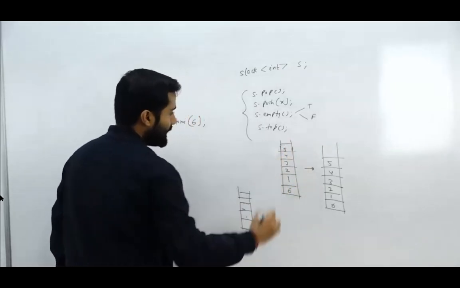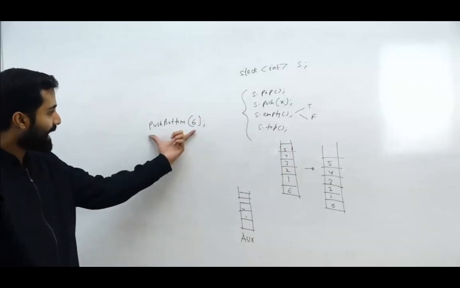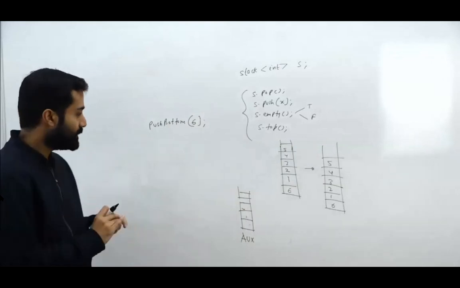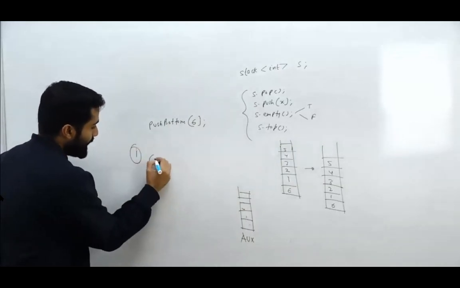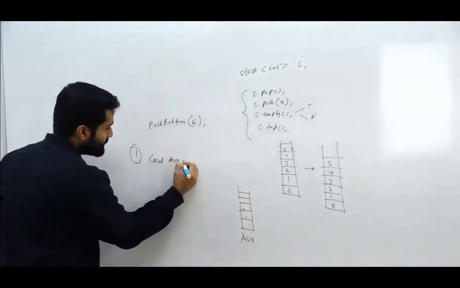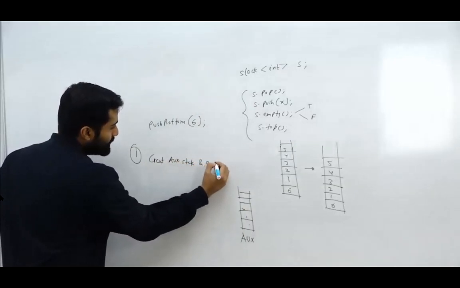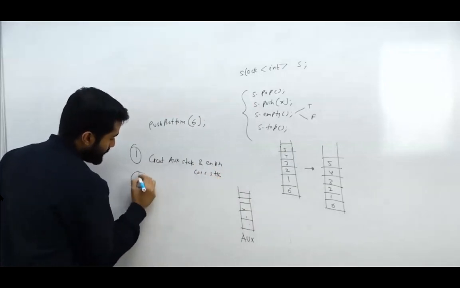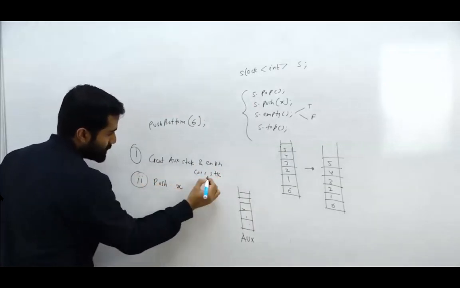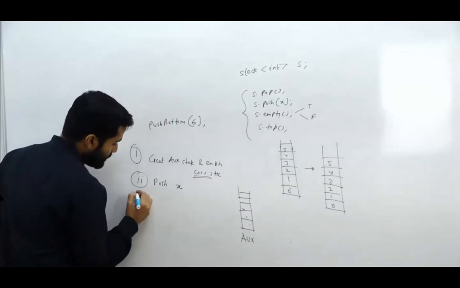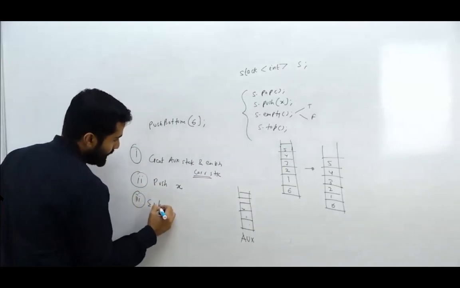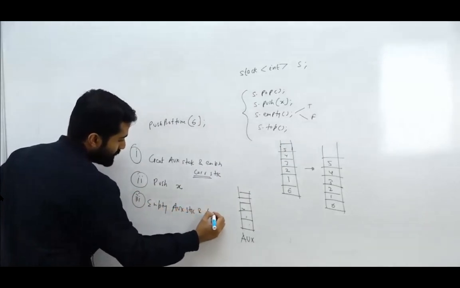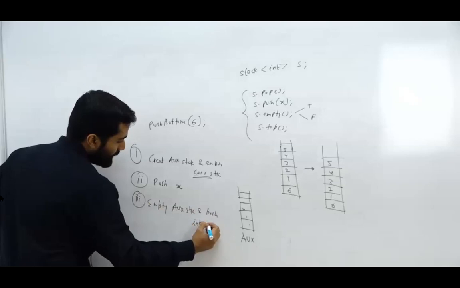So this is the key idea. We have been able to push an element at the bottom of a stack by using another auxiliary stack. The first step is that you create an auxiliary stack and empty your current stack. The second step is that you push your X once your current stack is empty. And the final step is that you empty your auxiliary stack and push the contents into the current stack. That's it.